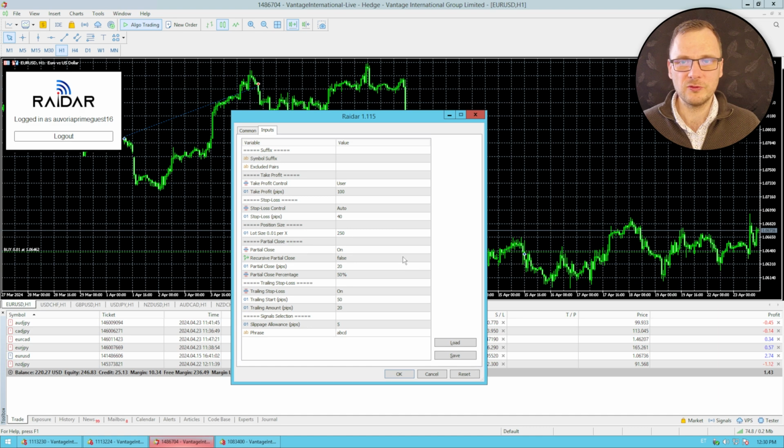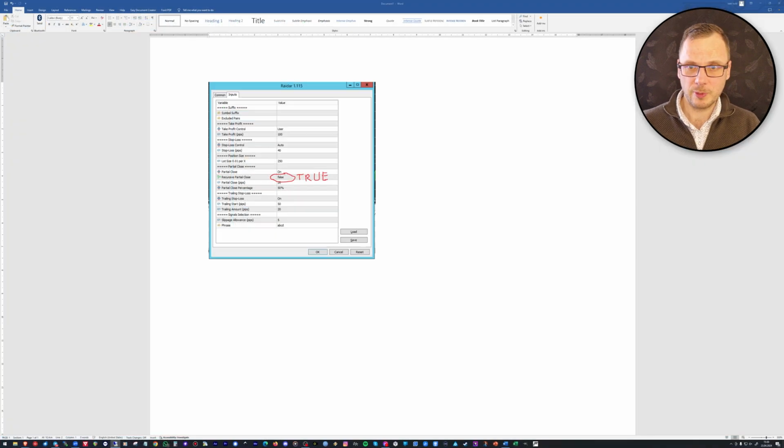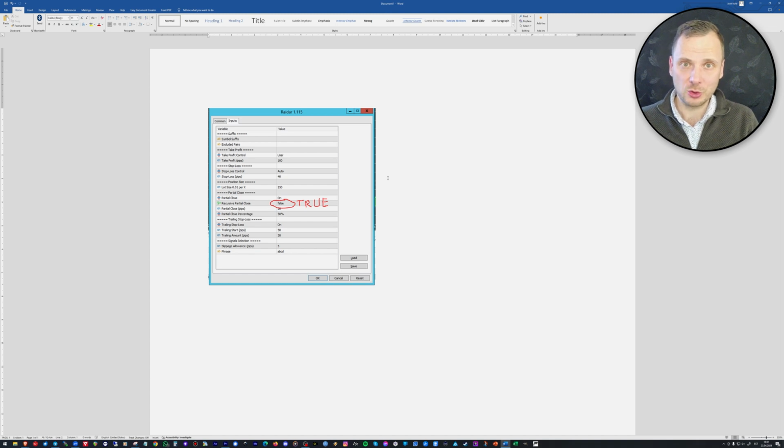It's called recursive partial close, and how this recursive partial close works, it's actually pretty brilliant. Kareem came up with this idea. So I'm going to give you 3 examples so you understand completely how recursive partials work.